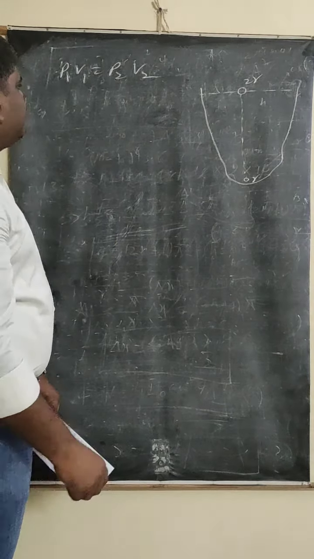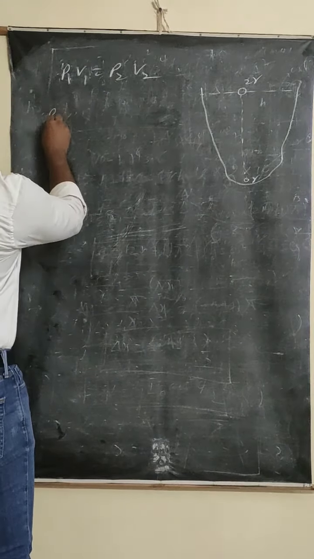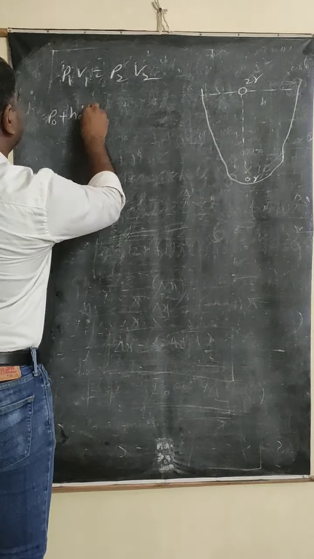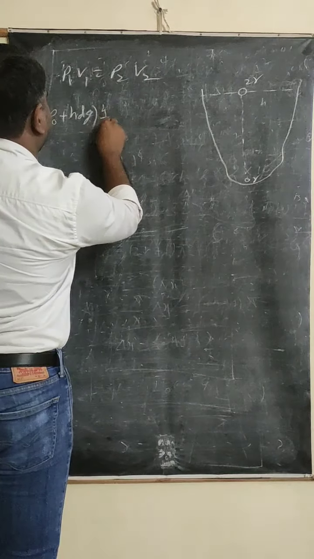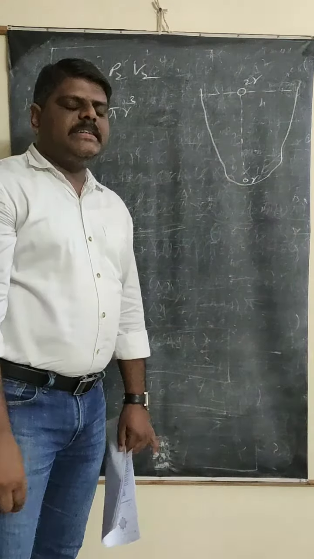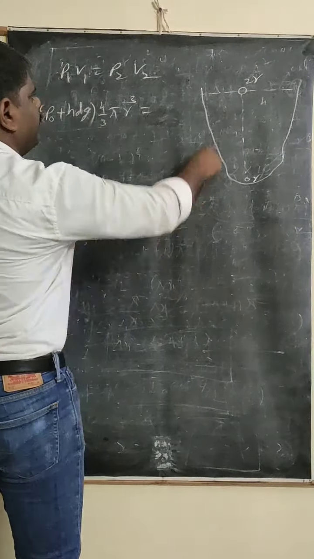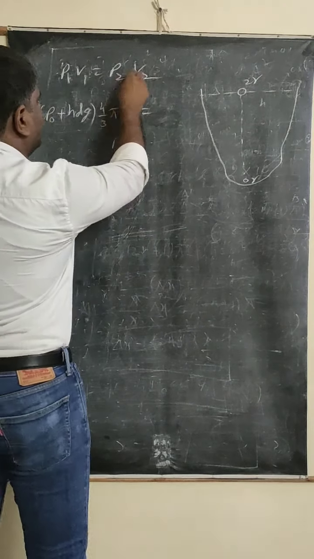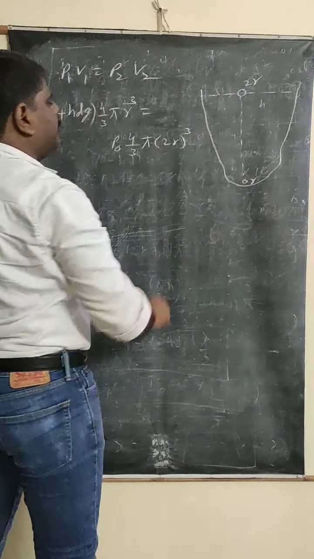Okay, P1 at the bottom point: there are two pressures, the atmospheric pressure P0 plus the pressure due to the water, that is HDG, into V1. V1 is 4 by 3 pi R cube, because the radius inside is R and the sphere volume is 4 by 3 pi R cube. This must equal P2 V2 on the surface. On the surface, P2 is P0, into V2, which is 4 by 3 pi (2R) cube.